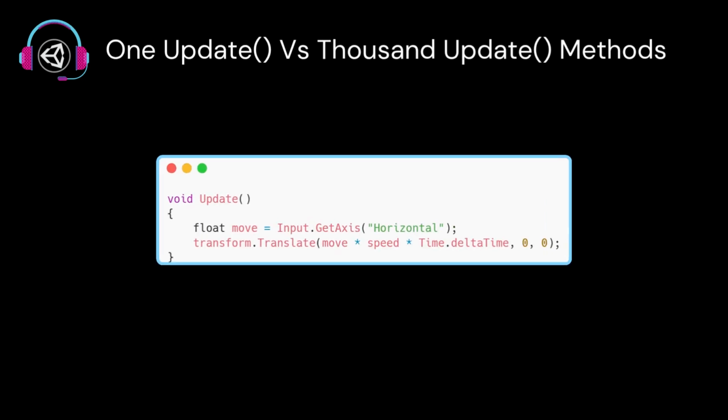A better approach is to centralize your updates. Instead of giving every object its own update method, you can use one manager script that keeps a list of objects and updates them in a single loop. You can also use coroutines, events or InvokeRepeating for things that don't need to update every frame. So, in short, one update is usually more efficient than 1000. Unity can handle both, but minimizing the number of update calls leads to cleaner, faster and more scalable code. Let's move to the next question.